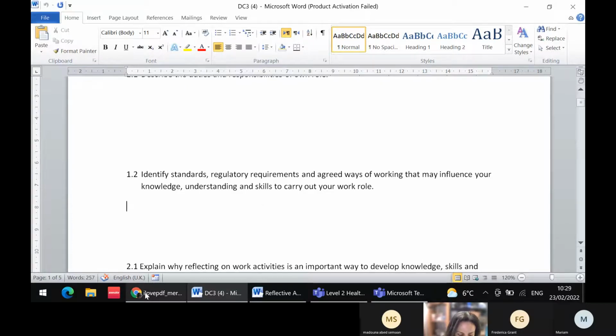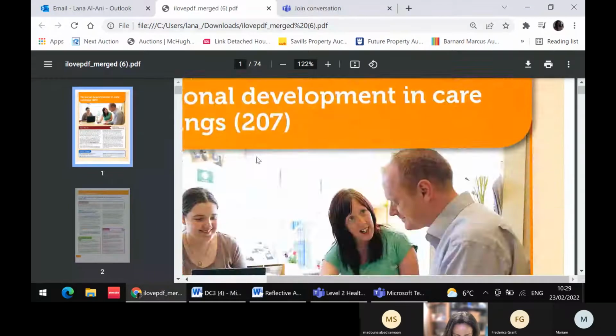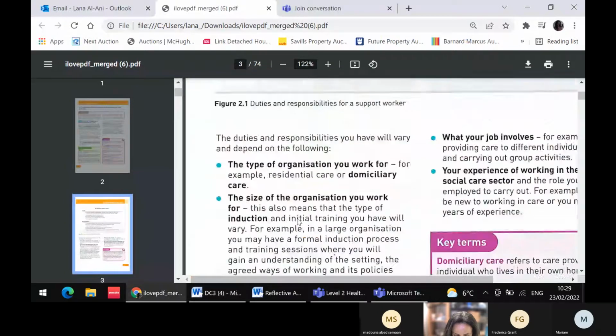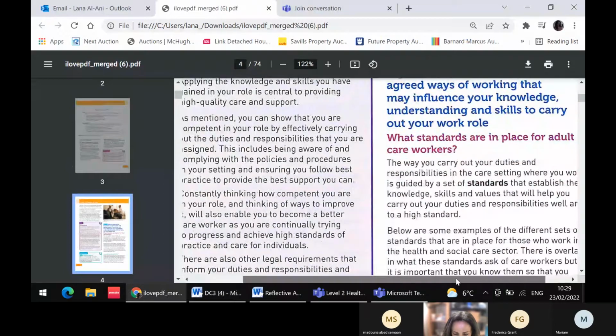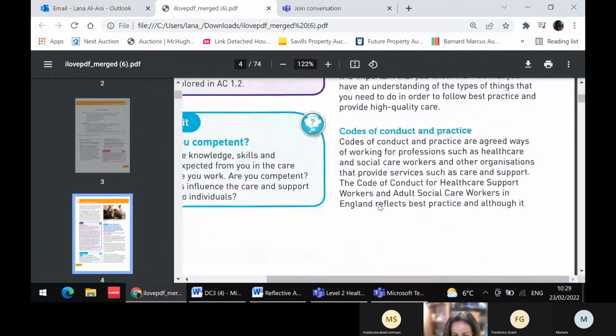So if I go to 2.1, okay, it's here. So identify standards, regulatory requirements, and agreed ways of working. First of all, we need to identify the standards. As we said, the standards are the code of conduct. That's the main thing. And practice.